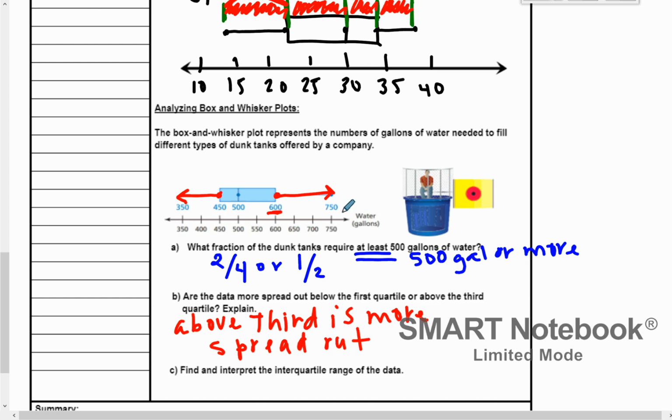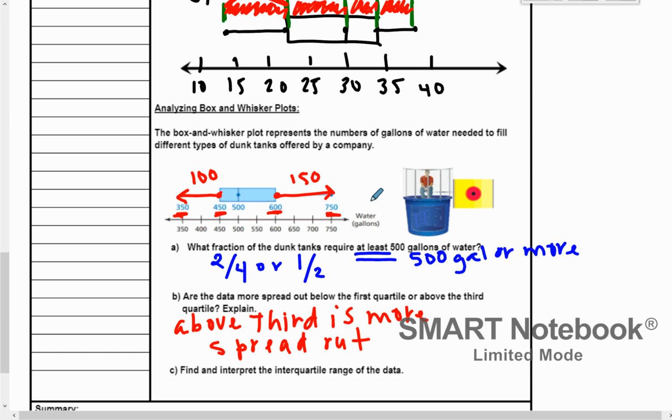Here we have 600 to 750. That's a difference of about 150. Here we have 450, and here we have 350. That's only a difference of 100, which is why the line is shorter. So they're more spread out up here because there's a bigger distance in between those two numbers.